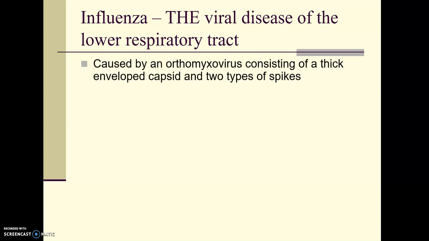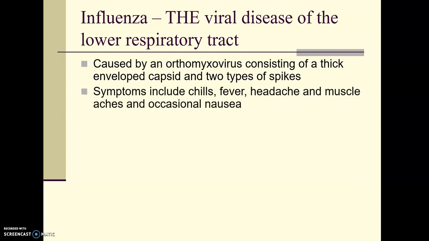The type of virus is called an orthomyxovirus. It has a thick enveloped capsid and 2 types of spikes. It is a very formidable virus. That's why it's so hard to control. It's so hard to treat. And even developing vaccines, we've gotten pretty good at it, but we're still not super great at it. Symptoms of the flu: chills, fever, headache, muscle aches, nausea.